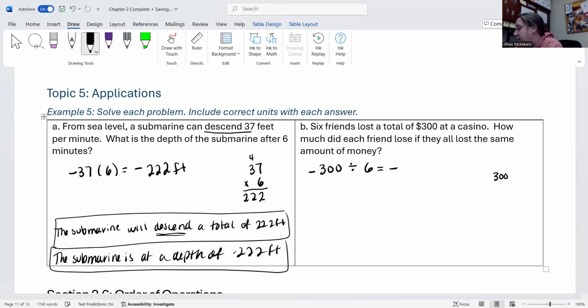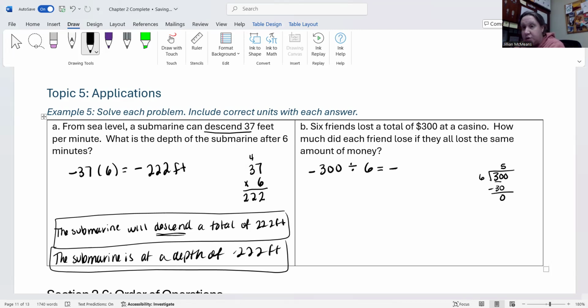So we take 300 and we divide it by 6. Many of you could do this one in your head. If not, just go ahead and follow the steps for long division. I know 6 won't go into 3, but it will go into 30. So 6 will go into 30 5 times. 5 times 6 is 30. So I subtract 30, I get a 0.